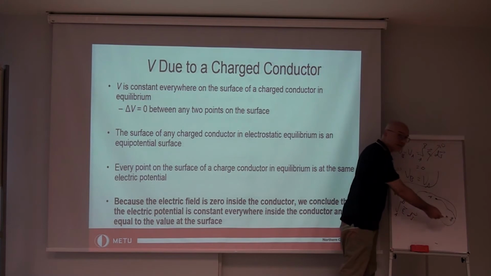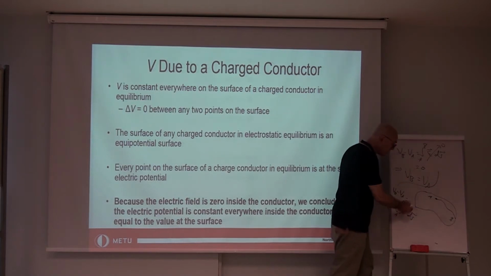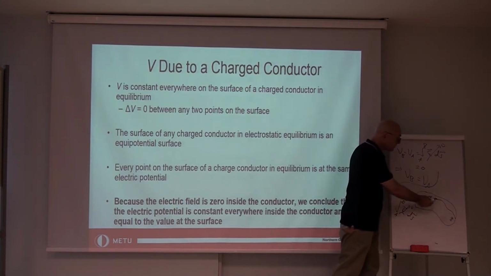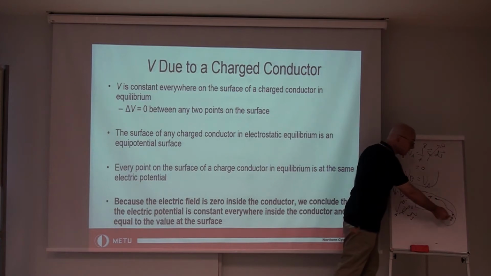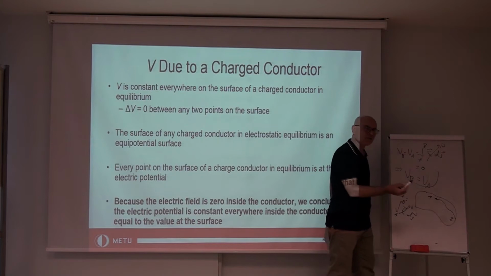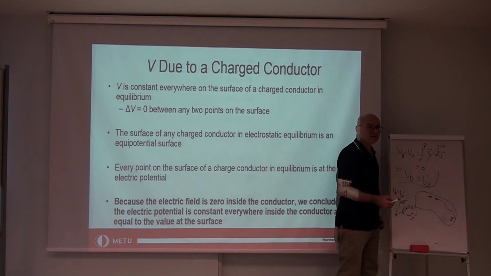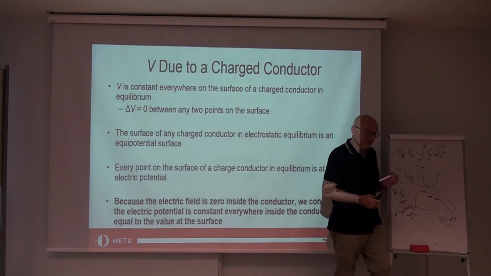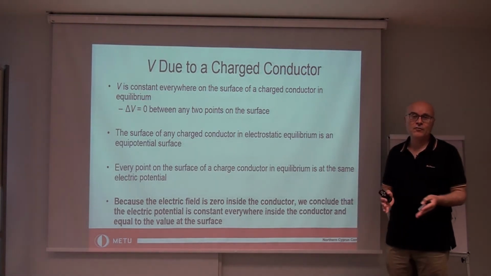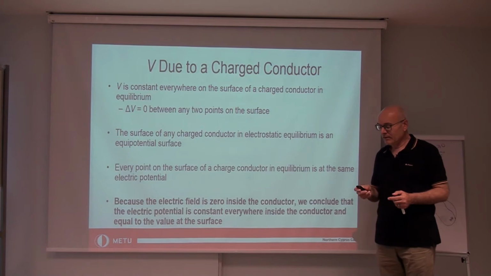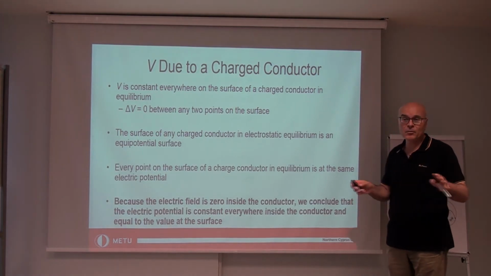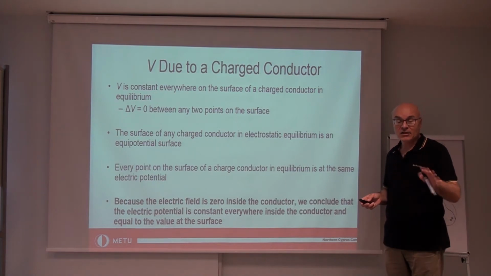But in order to carry out that integral, you have to carry it throughout the material of the conductor. But E here is 0. And therefore, this is 0. So the potential difference between any point inside the conductor and a point on the surface is equal to 0. And since A is arbitrary, this means that any point inside the conductor will be at the same potential as at the surface.